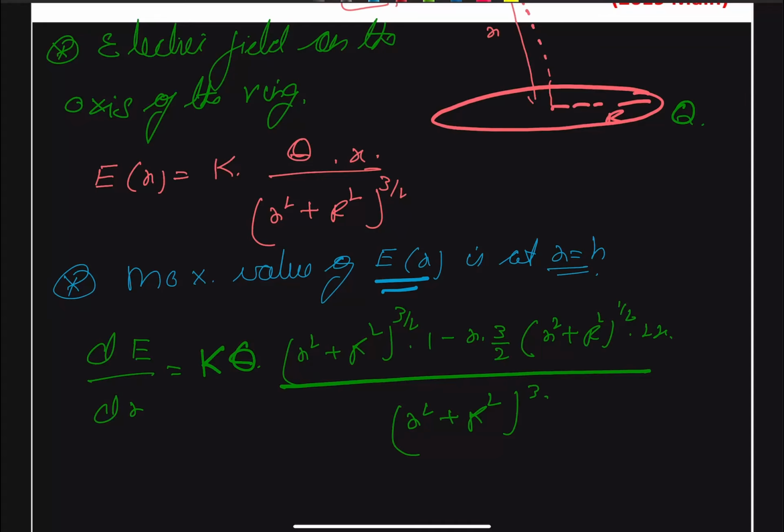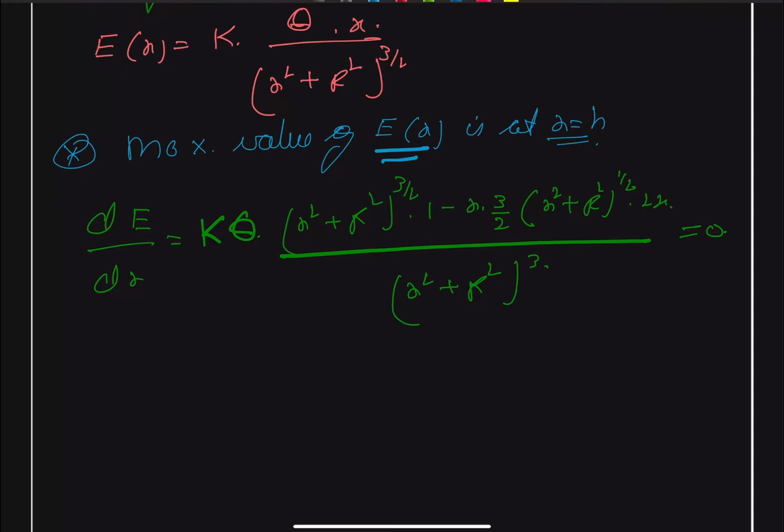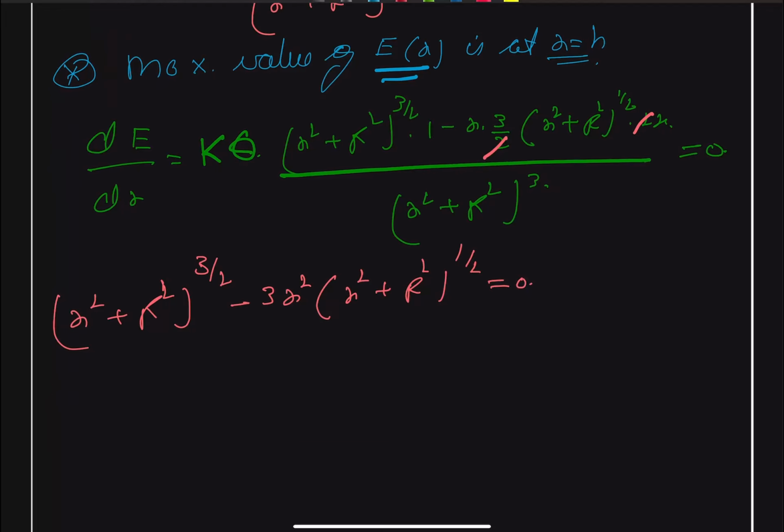And if we put this derivative equal to 0, we are only interested in the numerator part, and we get from here that (x square plus r square) raised to 3 by 2 minus, this comes as 2 goes with 2, this comes as 3x square, and here we have (x square plus r square) raised to 1 by 2 is equal to 0.